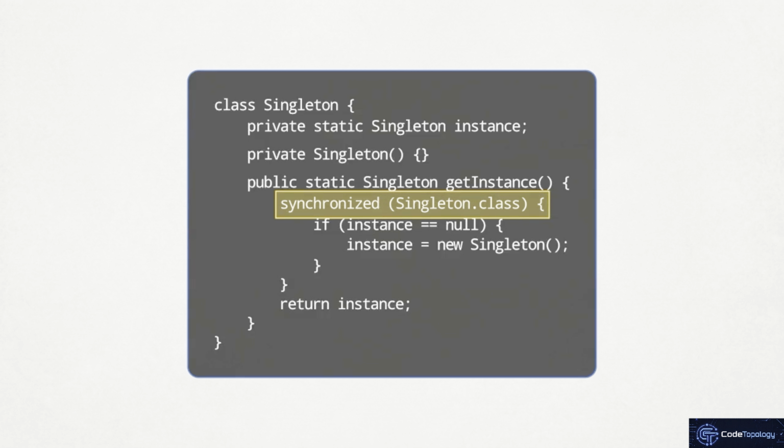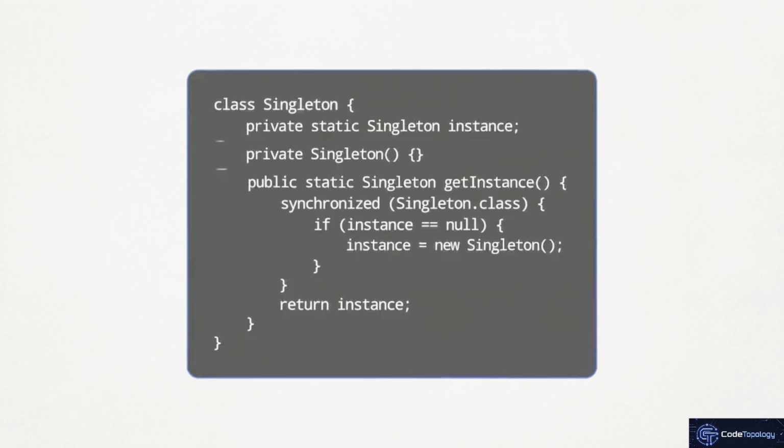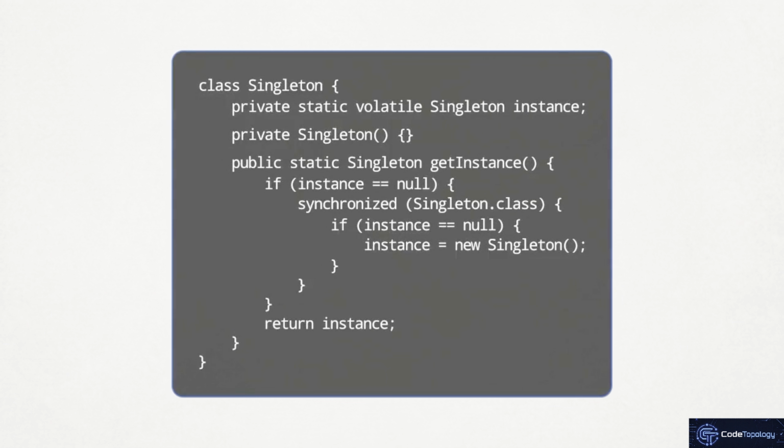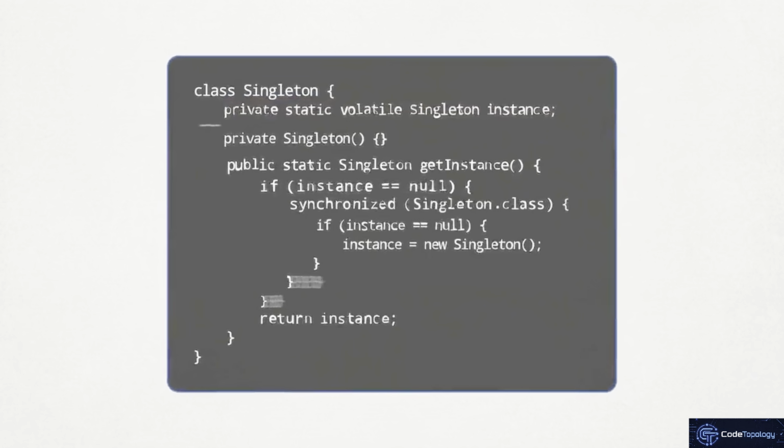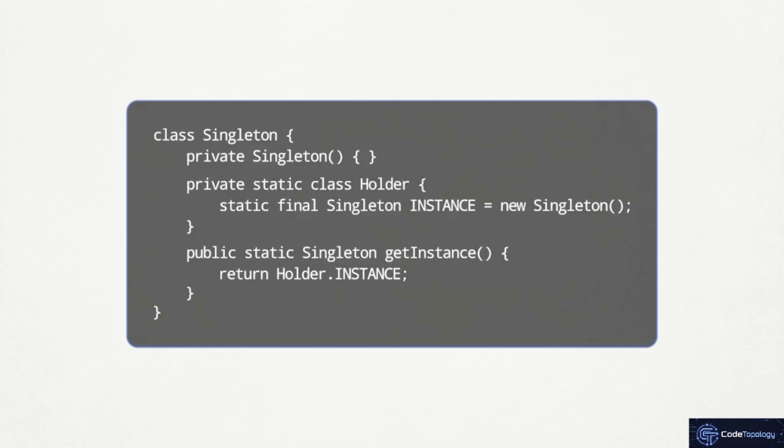We can solve this by adding a synchronized block to lock the creation process. Only one thread can enter at a time. This works, but locking creates a performance bottleneck every time the instance is requested. To fix that, we use double-checked locking. We add a second null check inside the synchronized block to verify the state, and use the volatile keyword to ensure the instance is visible across all threads the moment it's created.